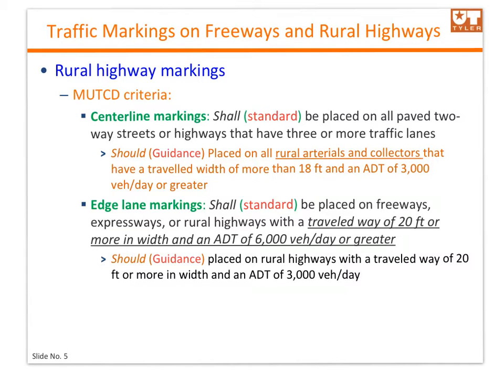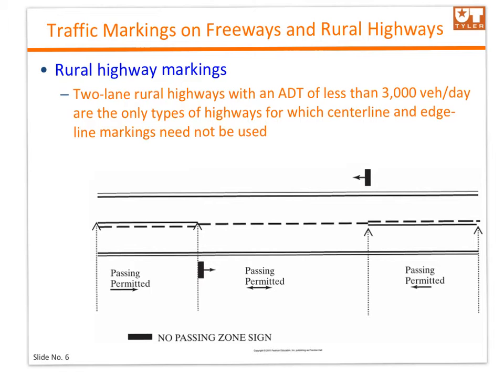So you could see here the standards of having center line markings as well as edge line lane markings. They are becoming a must and a standard for bigger highways, and it becomes a guideline or a guidance for smaller rural arterials and collectors that are handling less amount of traffic. Now in this picture here, we could see that this is one of the cases when it comes to rural highway markings that having a center line and edge markings are not needed, or they are not a must.